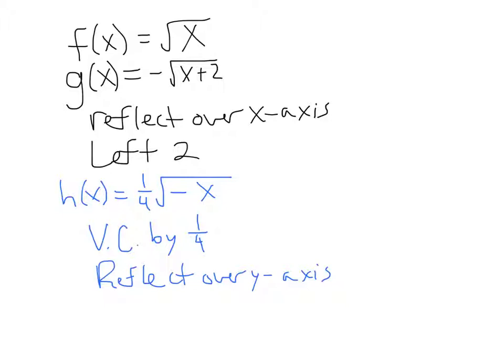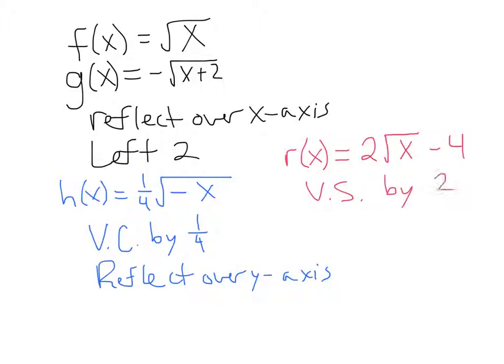Let's try one more. Say we have r of x. I don't know, I'm just making up letters. R of x equals, how about 2 times the square root of x and then minus 4 on the outside. For this one, first off with this 2 out in front, I know that's vertical and it's going to be a vertical stretch by a factor of 2. That minus 4 on the outside, once again that's a vertical transformation, but I'm going down 4.